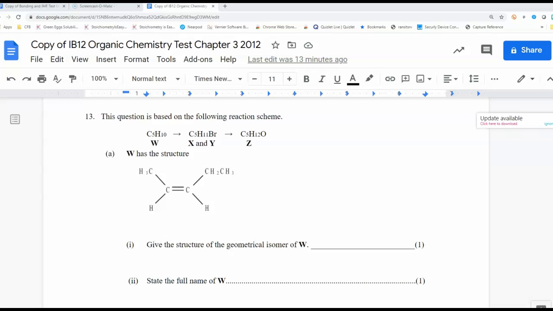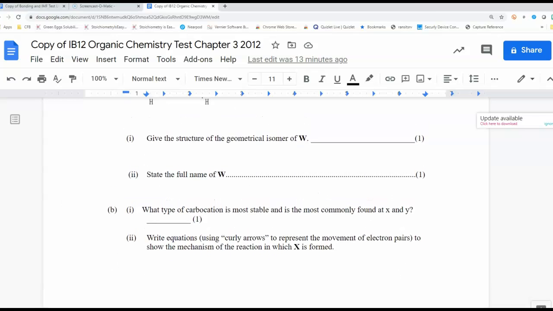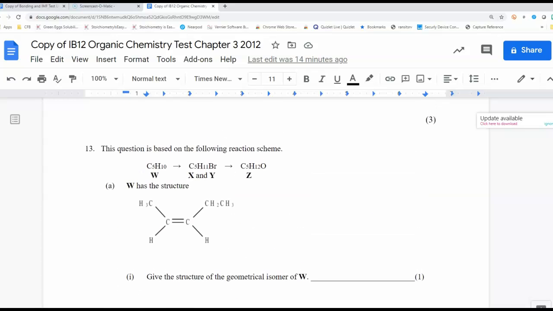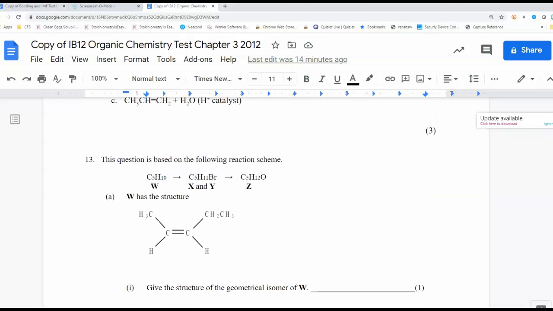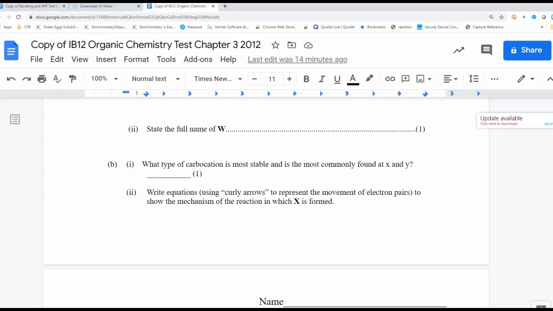Okay. Going on, then it says what type of carbocation is most stable and is most commonly found at X and Y. So it's referring to X and Y there as most commonly found, and so the most stable carbocation you should be identifying that as the tertiary carbocation. Write equations using curly arrows to represent the movement of electron pairs to show the mechanism of the reaction in which X is formed.